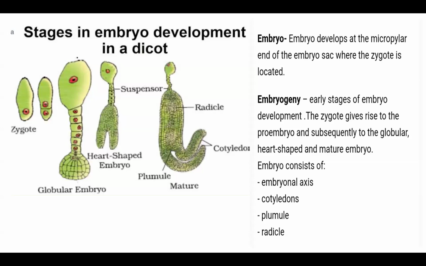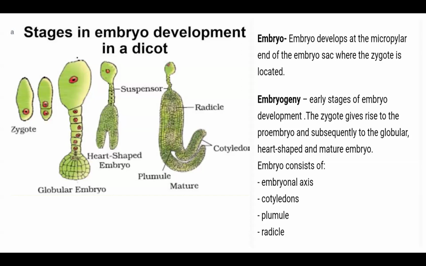Hence, there is a suspensor in the middle, and I have the globular structure. So I call it the globular embryo, which then forms a heart-shaped embryo. It's simply based on the shapes, based on various stages that it goes through.